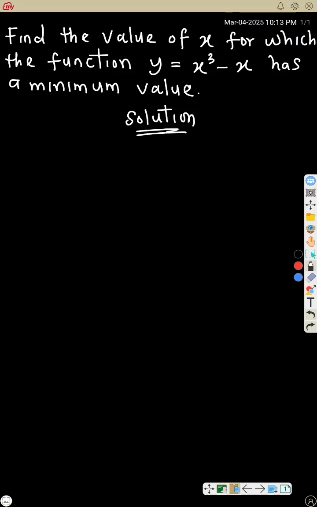So let's solve this question under minimum or maximum points. Find the value of x for which the function y equals x cubed minus x has a minimum value. To find either a minimum or maximum value, you have to find dy/dx.